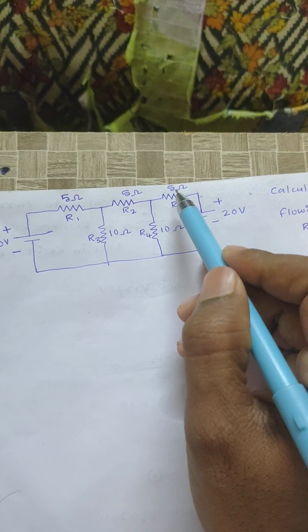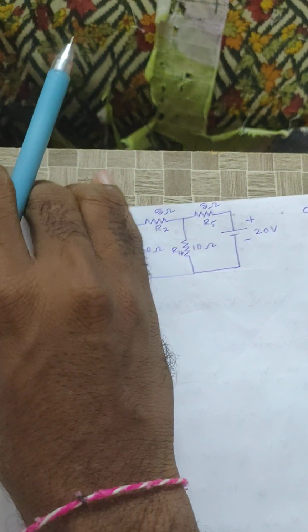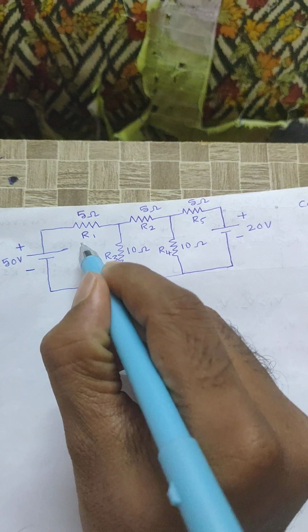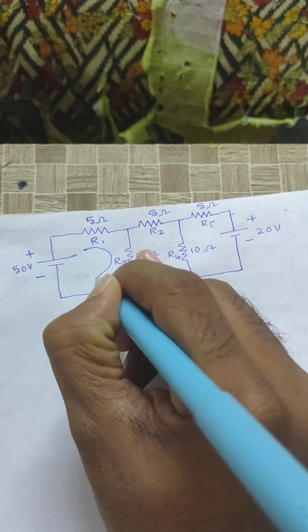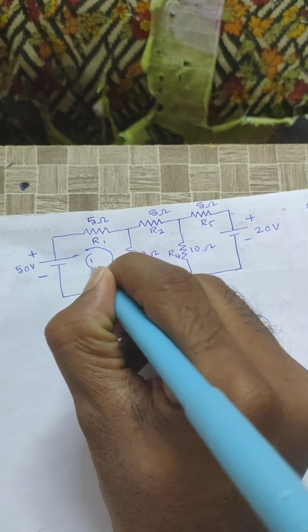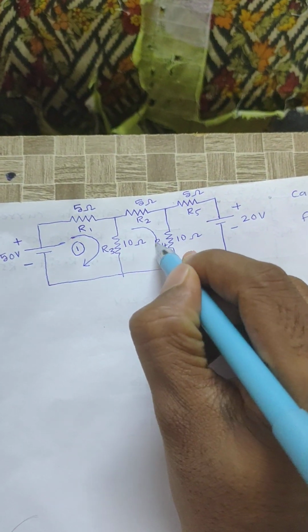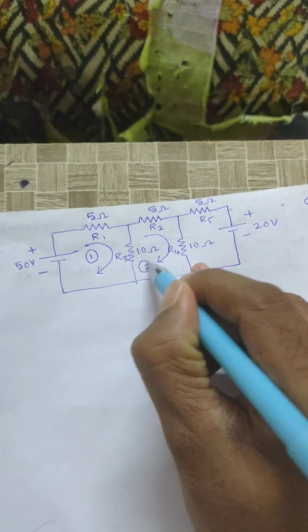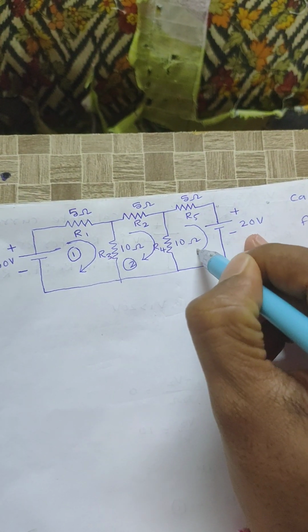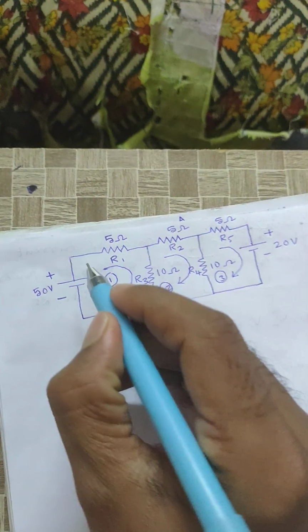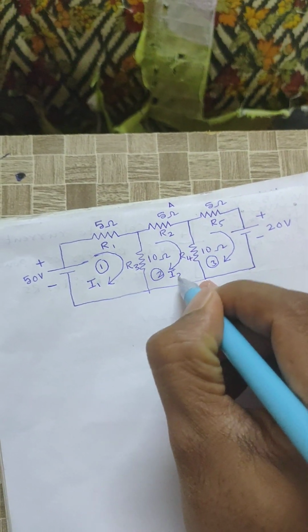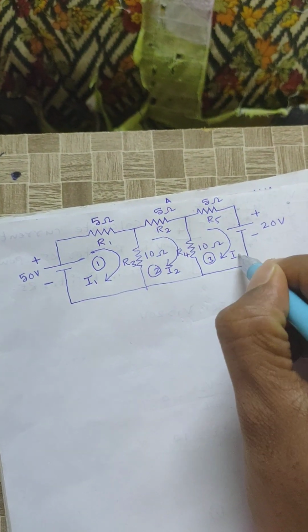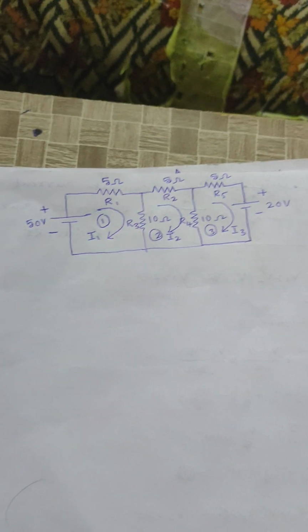Step 1, we need to identify the number of closed paths. This is one closed path, that is loop 1. This is another closed path, loop 2. This is another closed path, loop 3. Loop 1 current direction is I1, loop 2 will be I2, loop 3 current is I3. All currents are in the clockwise direction only.